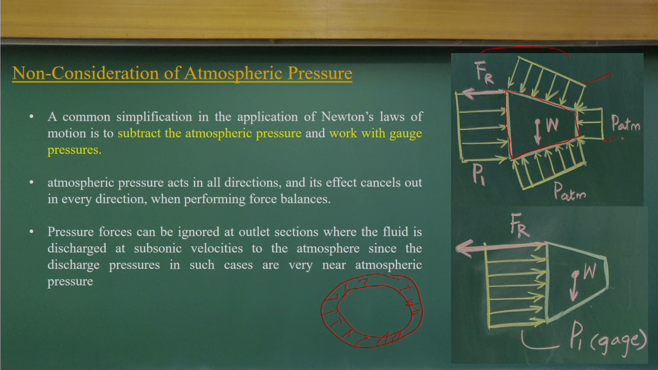So, we consider only the gauge pressures when you define the pressure diagrams for a control volume. For example, in this case, if you look at it, the atmospheric pressure components are given, and in this direction the pressure is equal to P1, which is the absolute pressure. Finally, we do not consider this pressure distribution. This part will be the gauge pressure, the difference between the absolute pressure and the atmospheric pressure, that is what we will get.